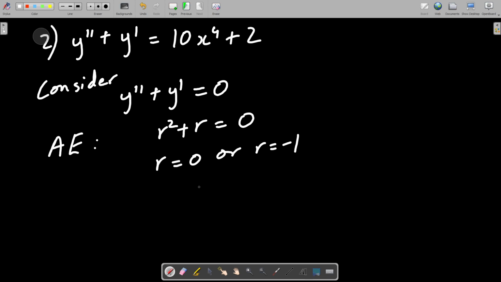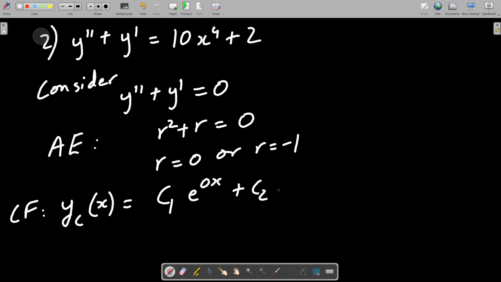Okay. So thus your solution is the complementary function. The complementary function is given by yc of x. That's going to become c1 e raised to 0x plus c2 e raised to minus x. The solution becomes c1 plus c2 e raised to minus x. Okay. This is the solution of this expression.